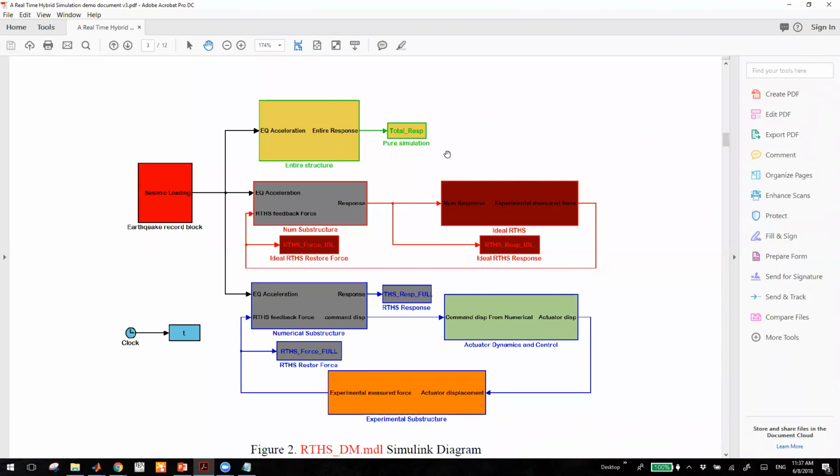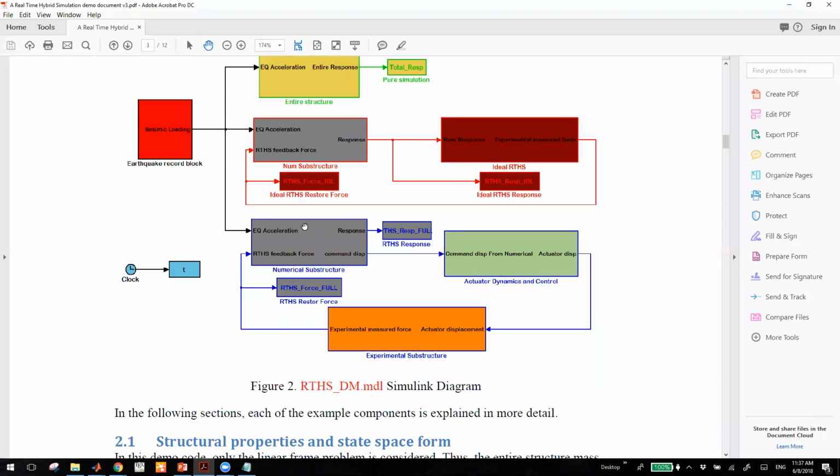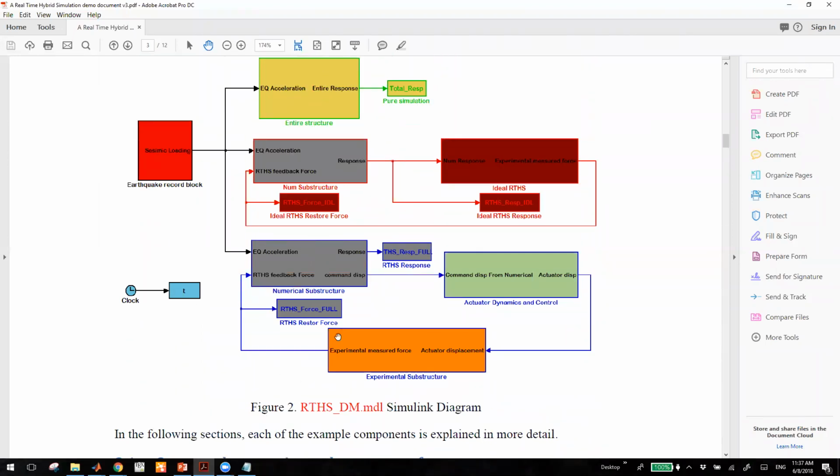So the difference between the first one and the second one is that the first one is not decoupled; the entire structure is modeled as a whole. In the second one, your numerical and experimental substructures are separated. And in the third one, your numerical substructure and experimental substructure are not only separated, but also imposed with the actuator controller and actuator dynamics. And that is the basic idea for this numerical simulation.